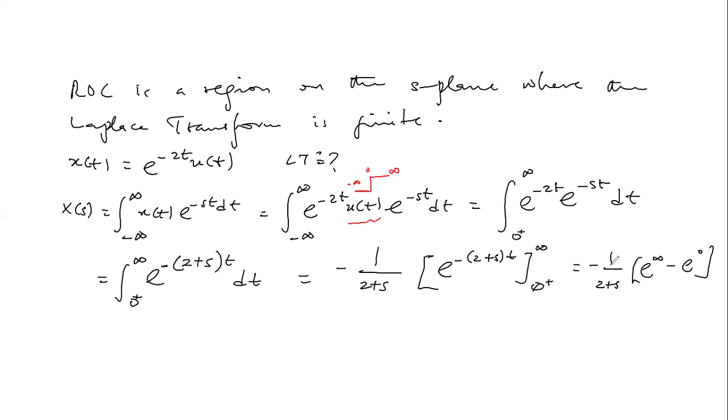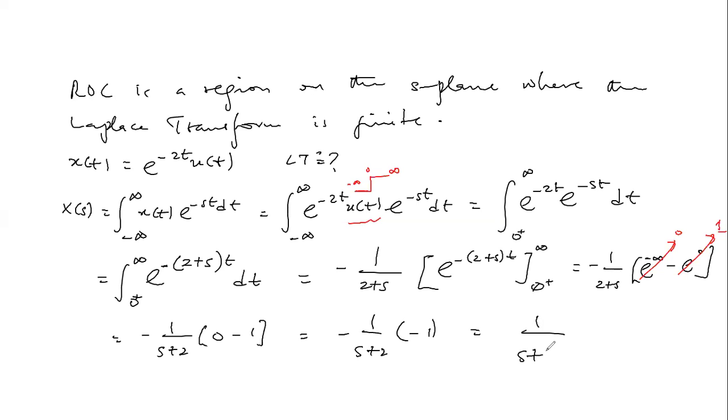So negative infinity. Anything raised to the power of negative infinity will reduce to 0, while this other term is going to reduce to 1, right? So then this will reduce to negative 1 over s plus 2, into 0 minus 1, which will give us 1 over s plus 2, such that the Laplace transform of this is the same as 1 over s plus 2.